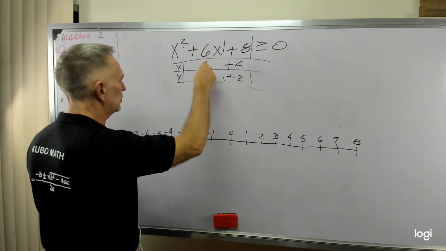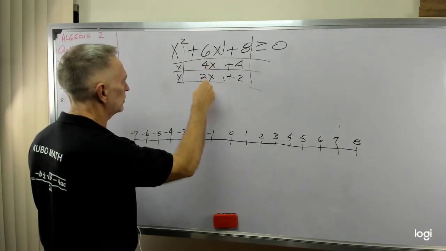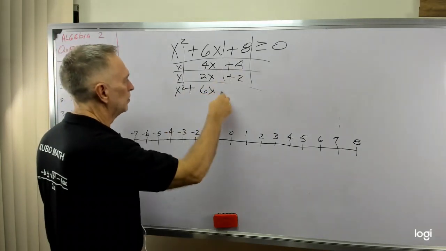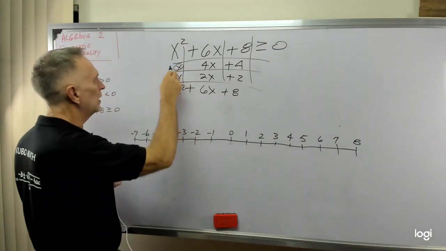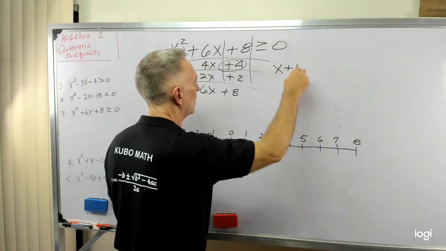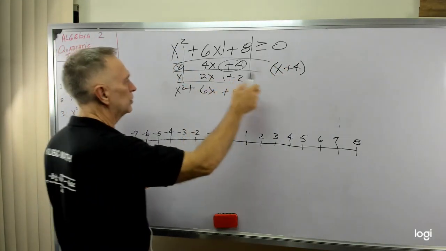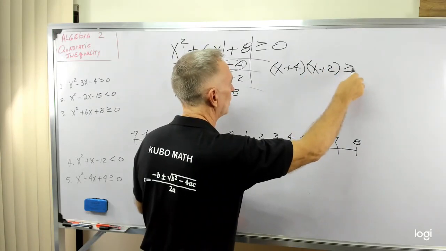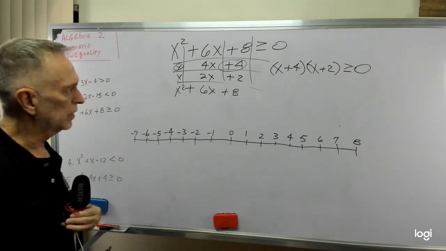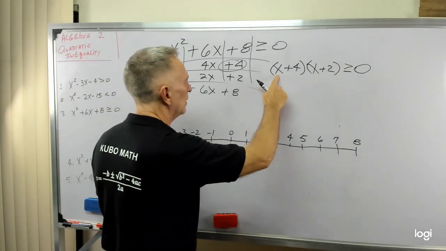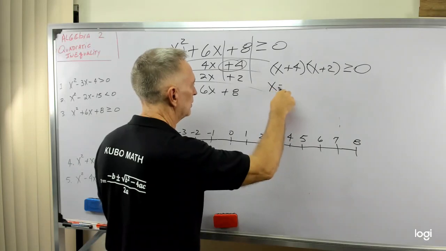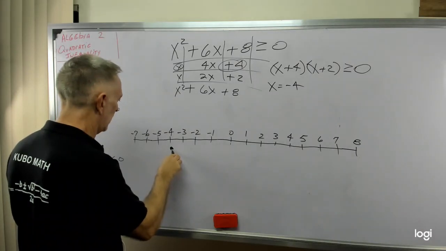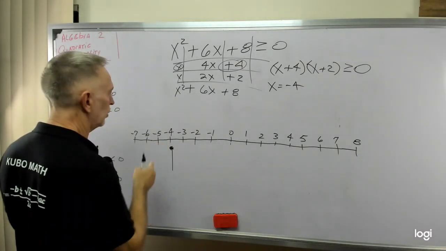So 4 times x is 4x. X times 2 is 2x. Add those together, it gives me a positive 6x. X squared plus 8. Okay, I have x plus 4, x plus 2, and that's greater than or equal to 0. Okay, if it's equal to 0, negative 4 plus 4 equals 0, so x would equal negative 4. And in this case, I could actually put the dot and fill it in, as it includes negative 4.